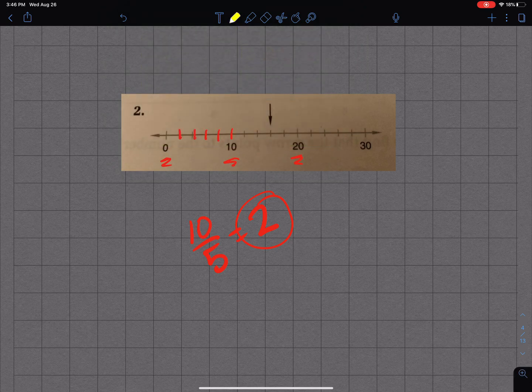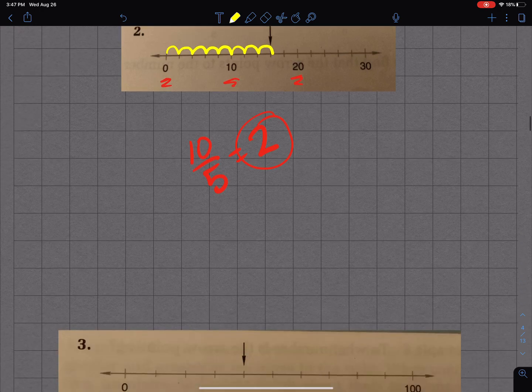So if you count by ones, 1, 2, 3, 4, 5, you don't make it all the way to 10, okay? So let's try counting by twos. 2, 4, 6, 8, 10. Yep, that got it right. And so let's keep going to the arrow. 12, 14, 16. So I know that the answer there is 16.